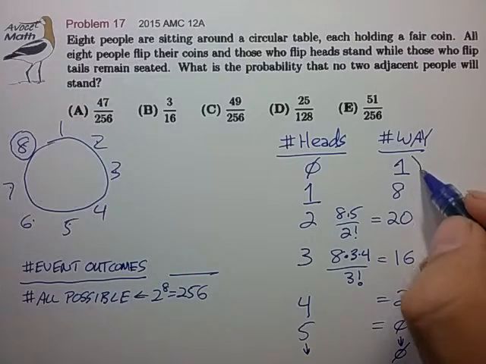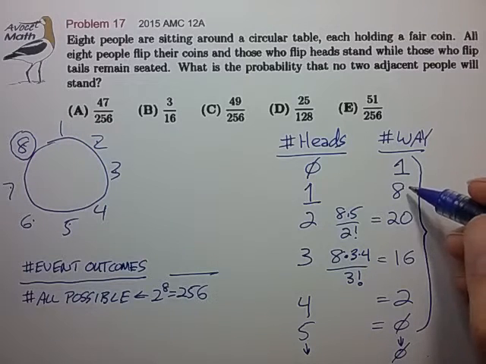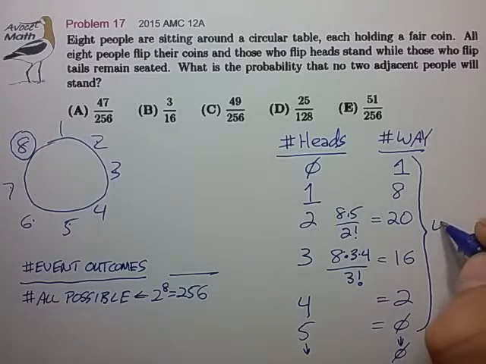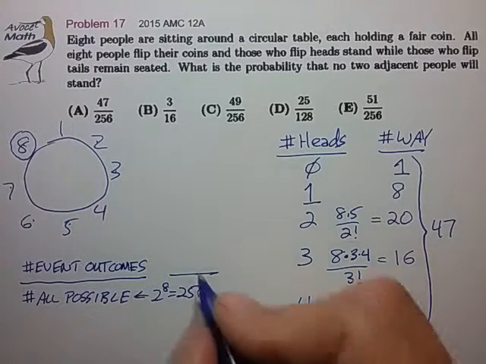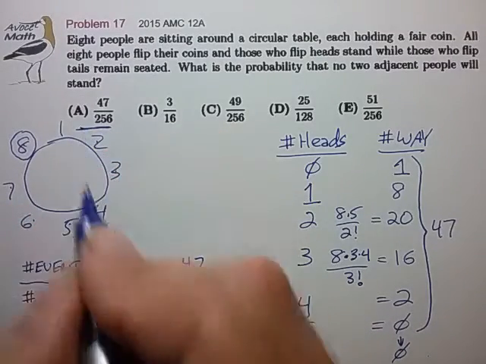So here we can count up the number of ways as being 2 plus 8, that's 10, 16, 26, 27, 47 total ways. And that gives us the probability of 47 over 256 for choice A.